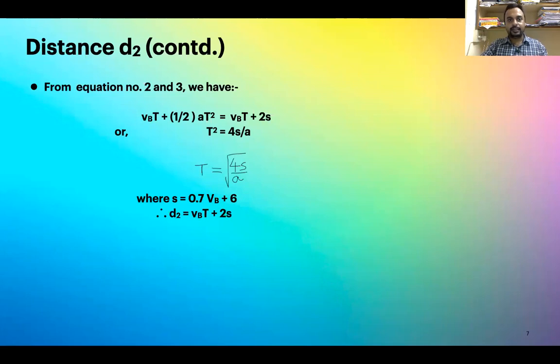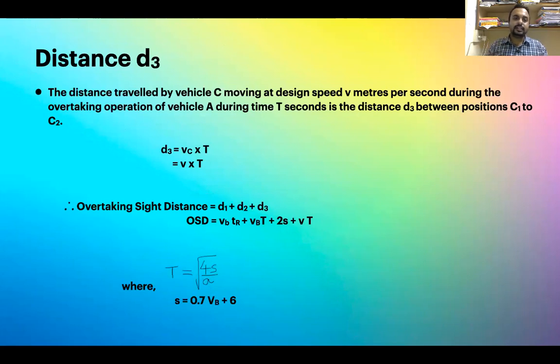So now what? We need the value of D3 to get the value of total overtaking sight distance. D3 is very simple. It is the distance traveled by the opposite vehicle, that is the vehicle coming from the opposite direction. It is the distance that this vehicle travels in capital T time. That vehicle is understood to be coming at the design speed, that is V. That is the initial speed of vehicle A, and the speed of the opposite vehicle is taken as similar, so that will be V into capital T.